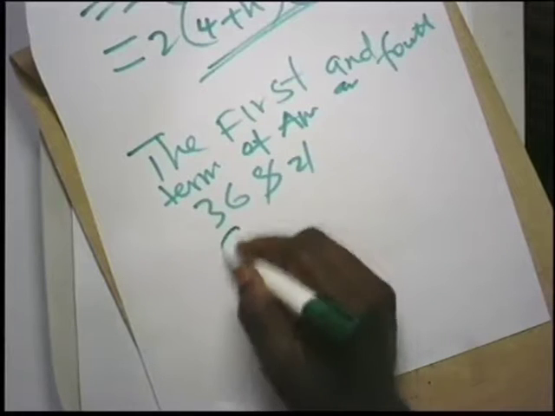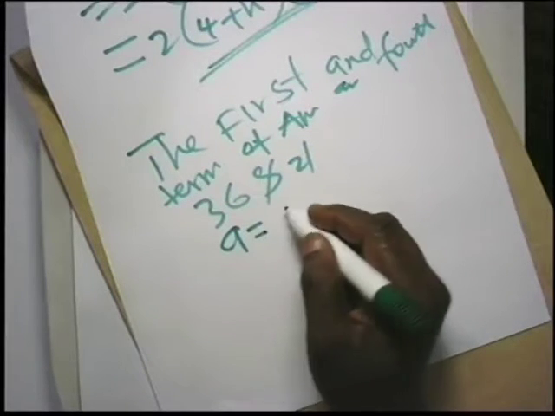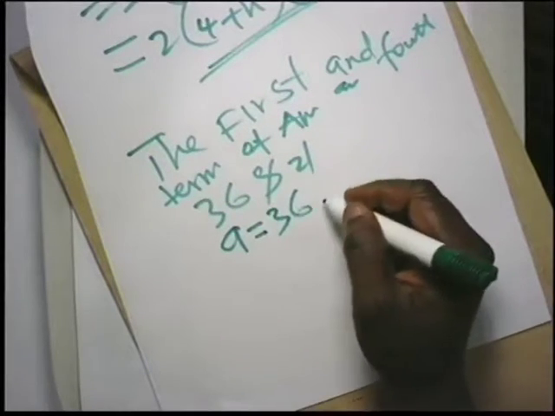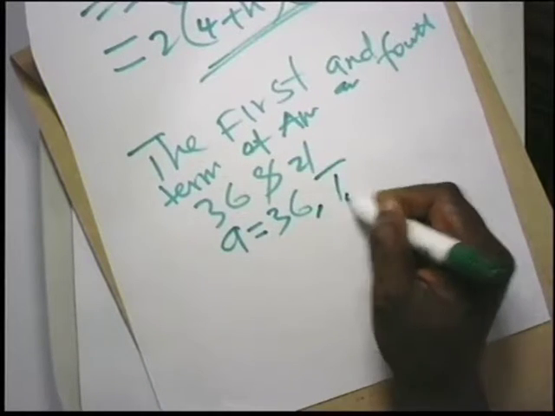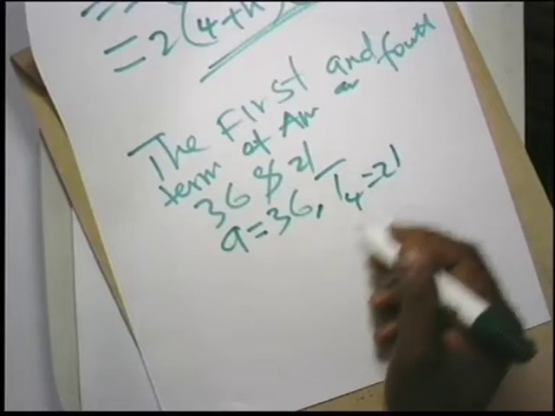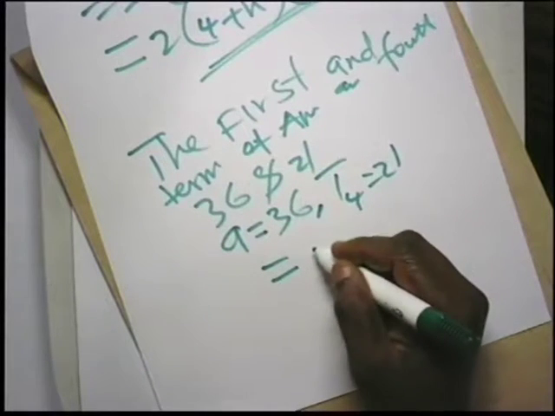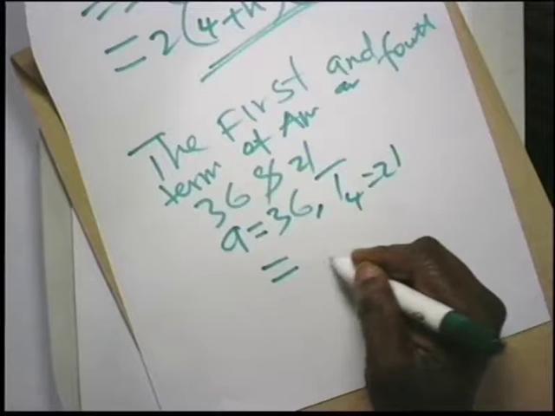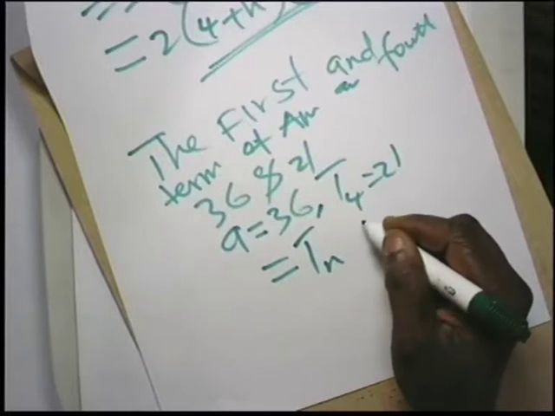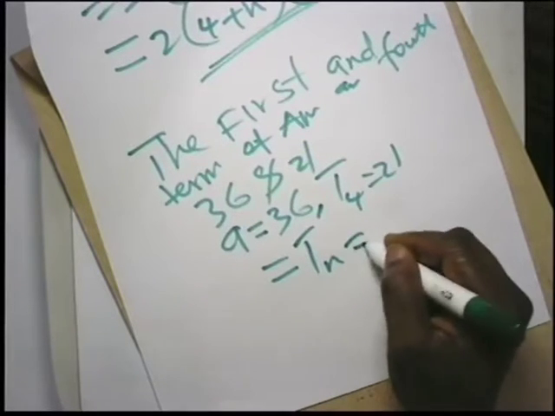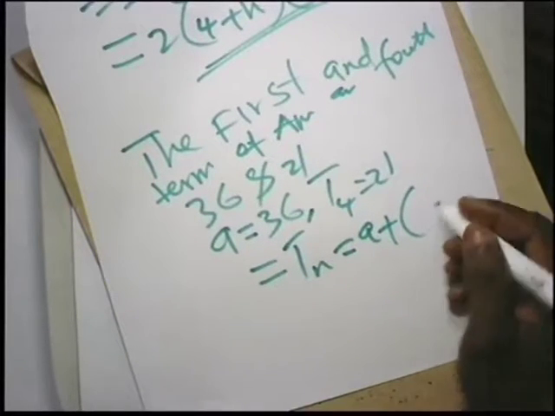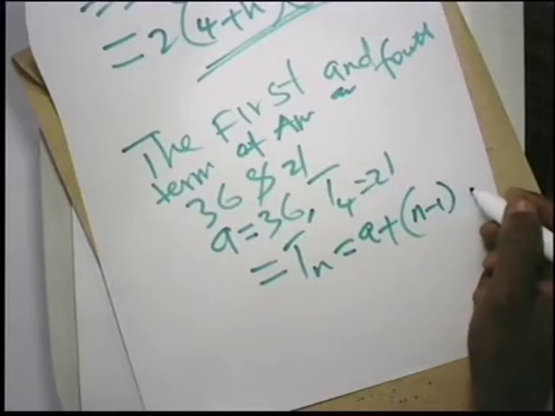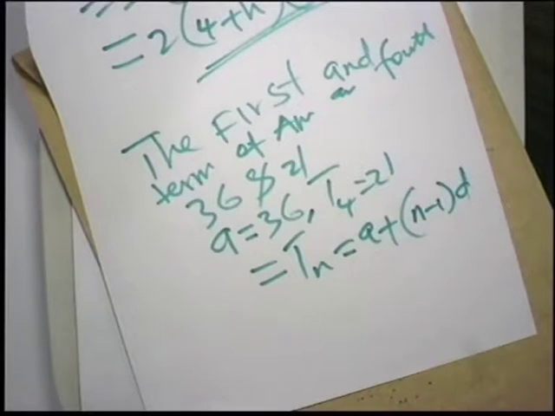It means A equals 36, and the fourth term is 21. Then the formula is: the nth term equals A into bracket n minus 1, then the difference.